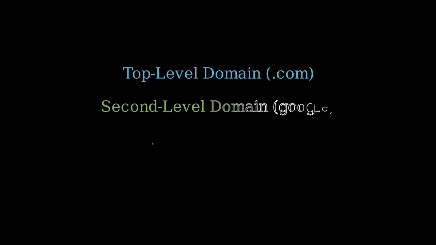mail.google.com. Notice how the dots act as dividers. The dot separating mail and Google points us to the subdomain, while the dot before com identifies the primary domain. To understand how your browser finds this address, look at the hierarchy. You have the top-level domain, the second-level domain, and the specific subdomain.